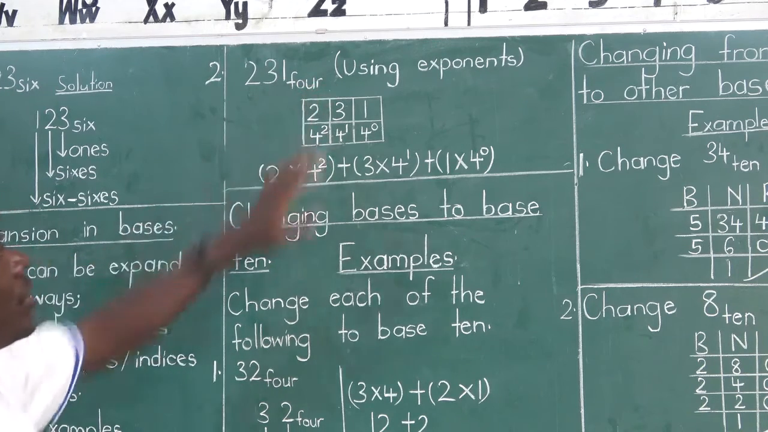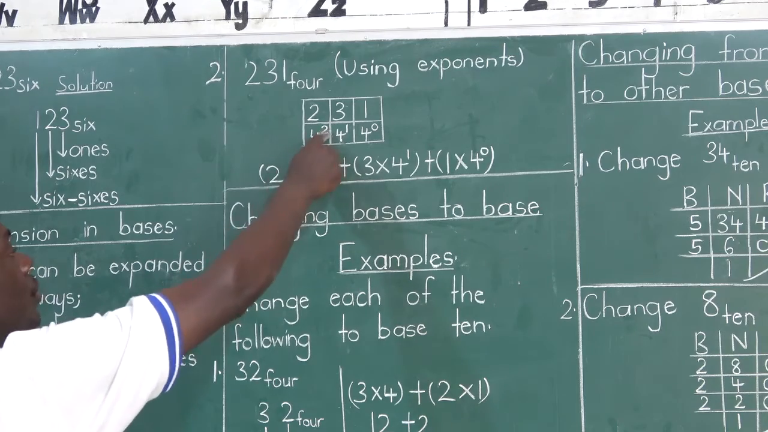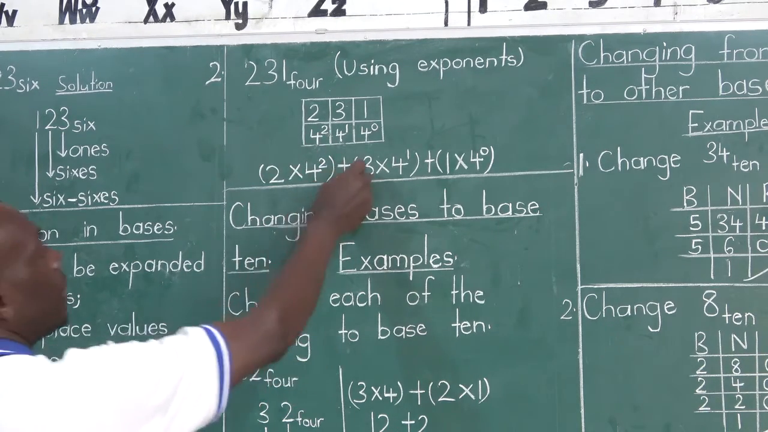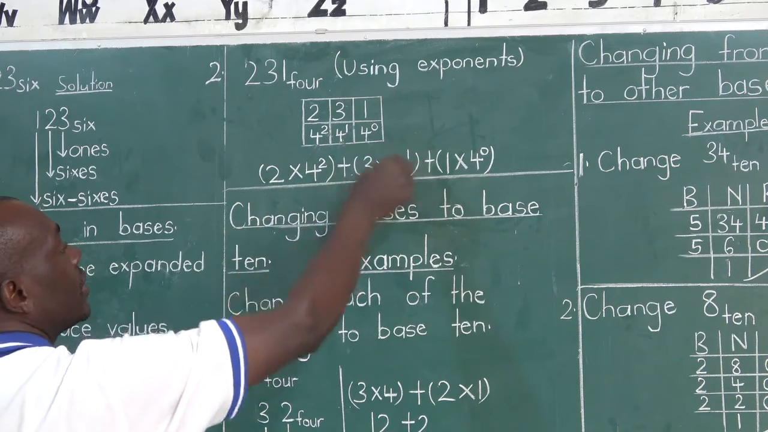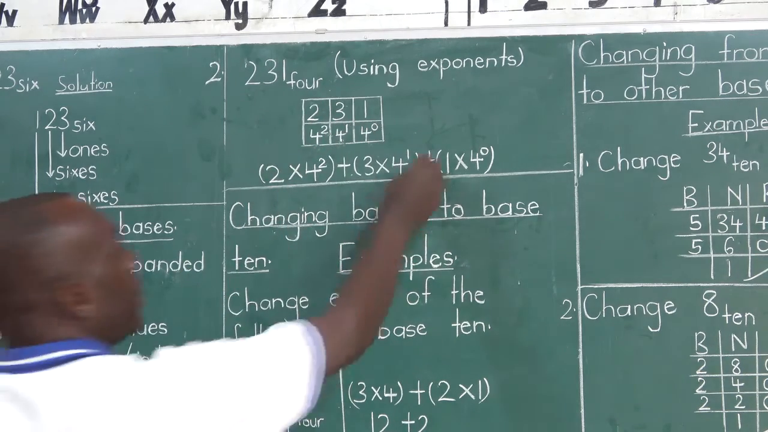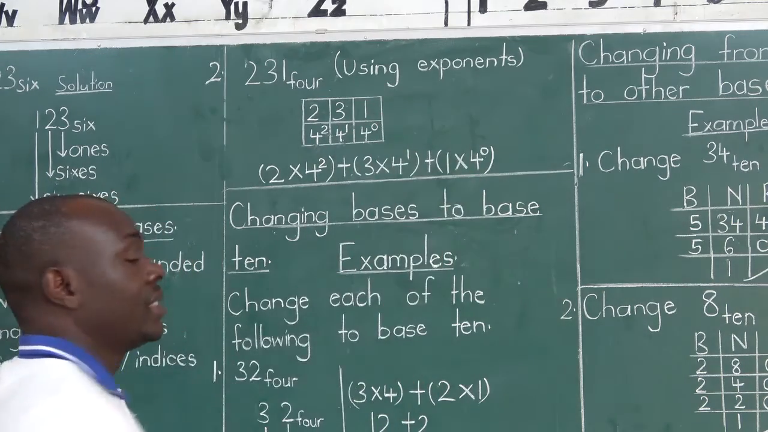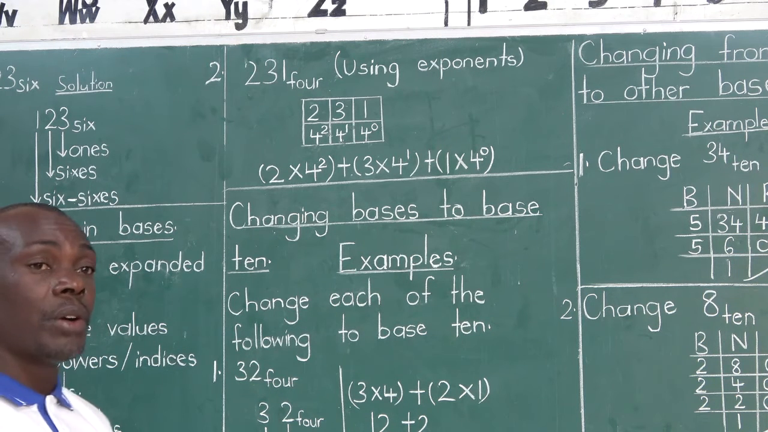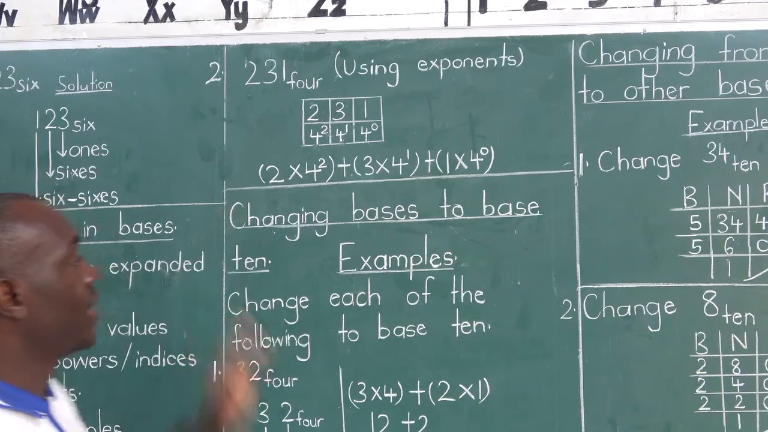Having drawn this table, then write the answer. We say 2 times 4 index 2, put in brackets, index 2 is this one, to power 2. Then plus 3 times 4 index 1, like that, put in brackets, then plus 1 times 4 index 0. In so doing, you have answered that question of expansion of the same number using powers or exponents or indices. You underline and that's all.